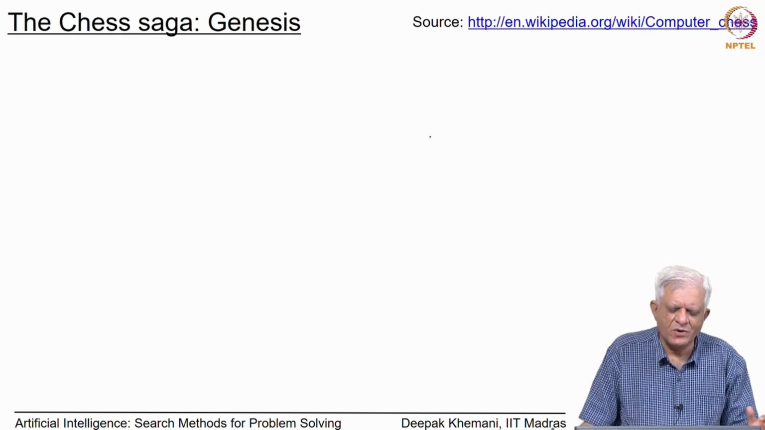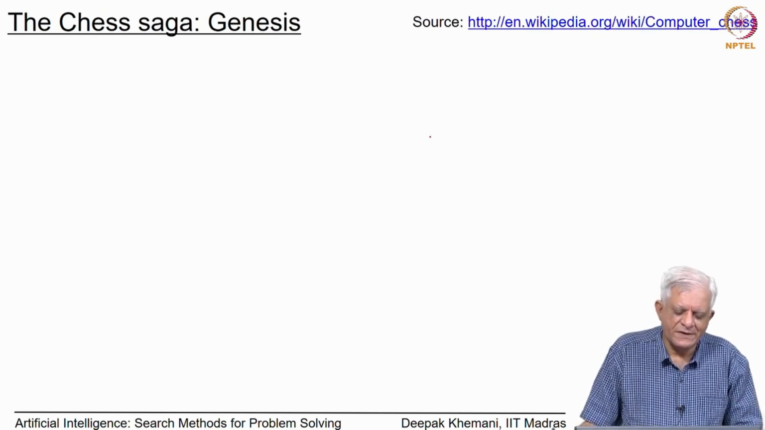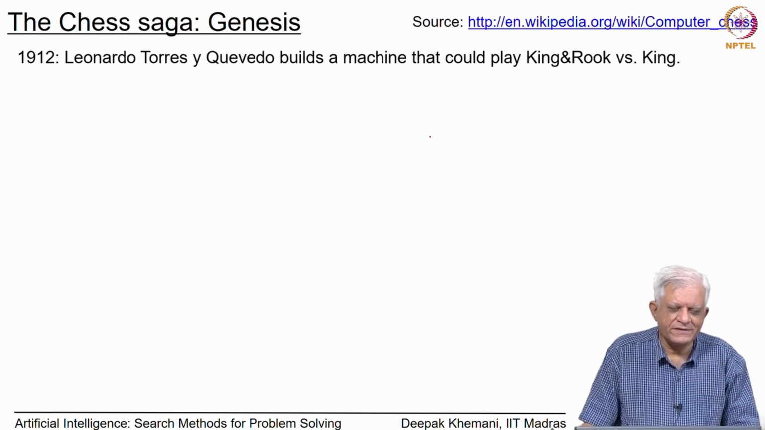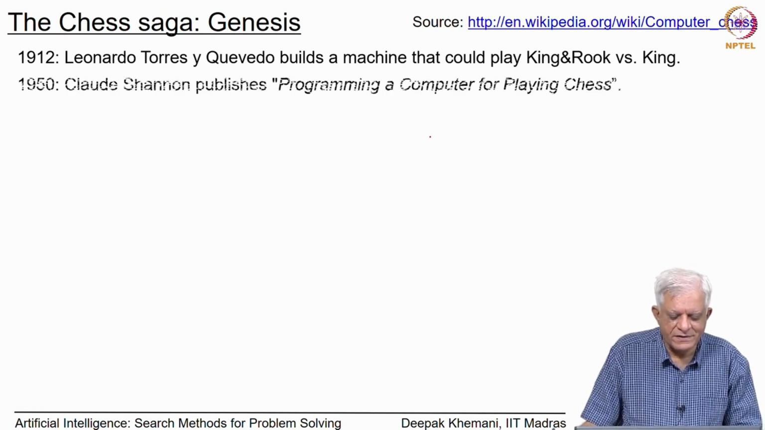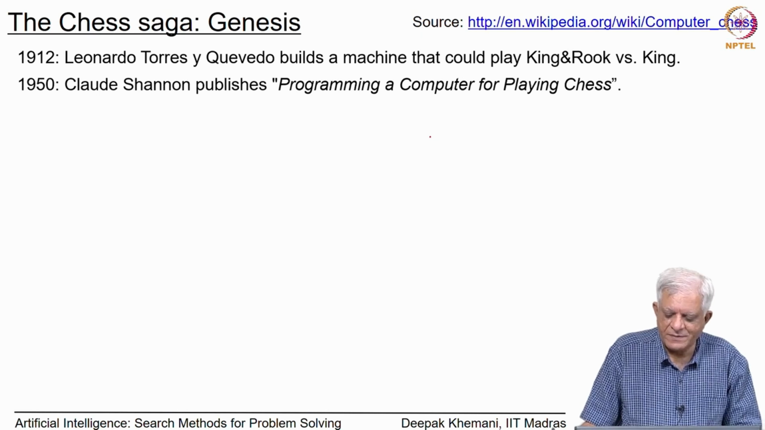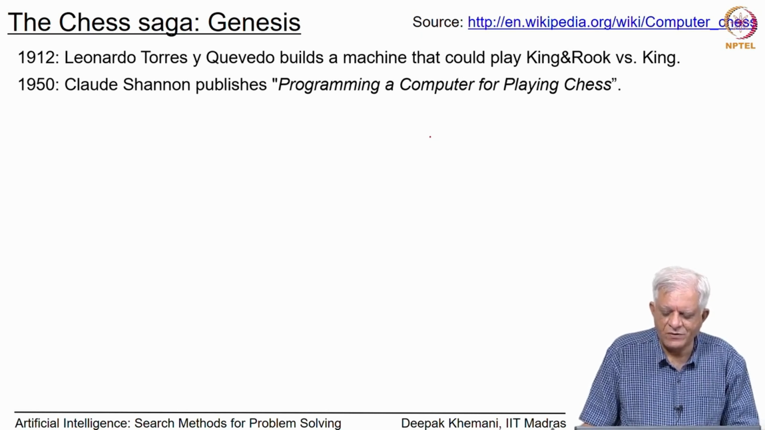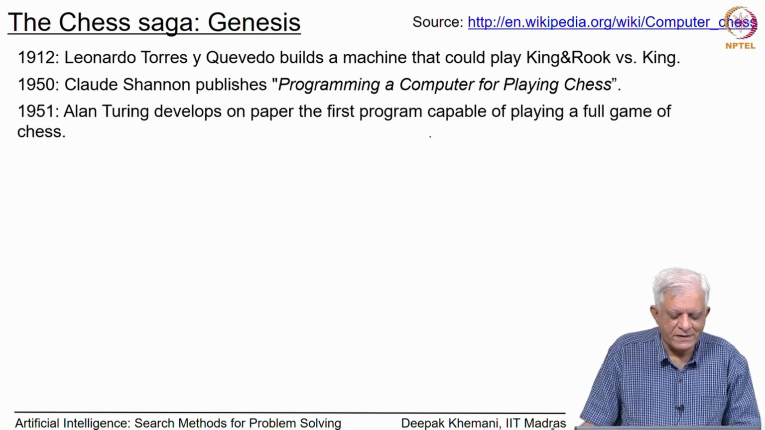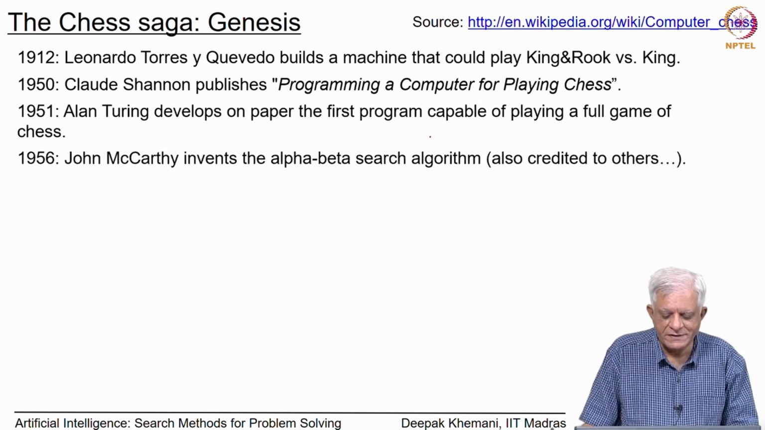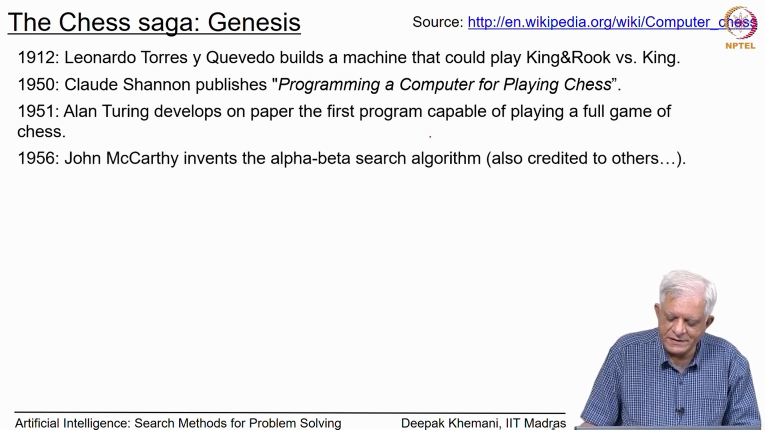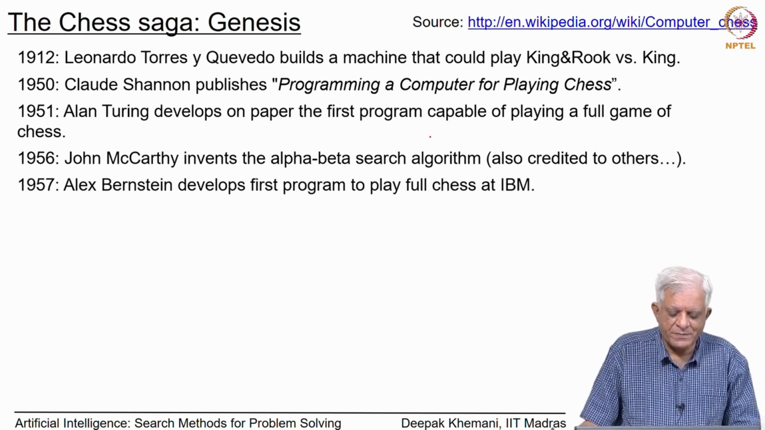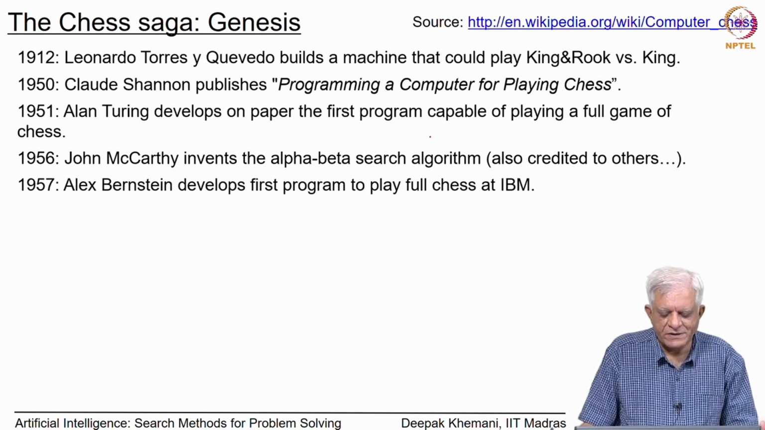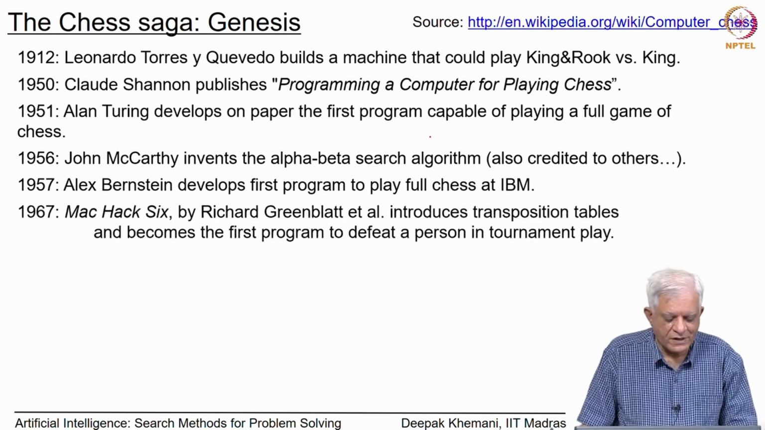So, let us now quickly go over the chess programming saga, and it all began in 1912 when Torres wrote a program to play the king rook versus king endgame. Claude Shannon, father of information theory, published how to program a computer to play chess. Alan Turing wrote a program on paper, he did not implement it, capable of playing a full game of chess.